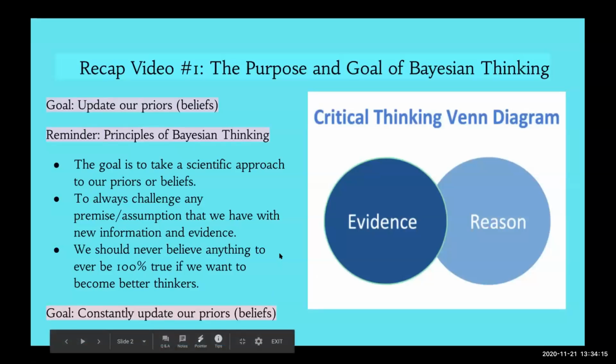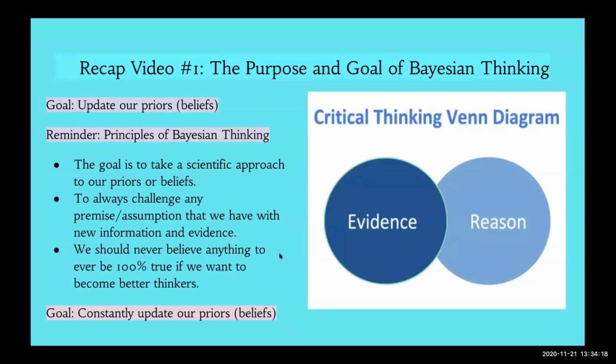First, a recap. I wanted to go over the first video, which was an overview of the purpose and goal of Bayesian thinking. Of course, the main goal always is to update your priors, in other words, update your beliefs. And so I wanted to remind you of the principles of Bayesian thinking. The first is to take a scientific approach to your beliefs or your priors, to always challenge any premise or assumption that you have with new information and evidence. We should never believe anything to be 100% true if we want to become better thinkers.